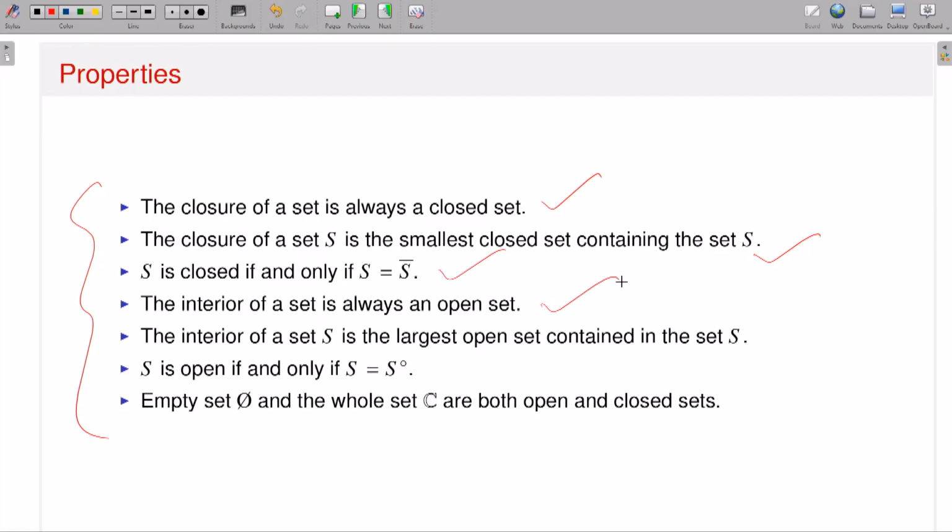The interior of a set is always an open set. The interior of a set is the largest open set contained in that set. S is open if and only if S is exactly equal to its interior, and the empty set and the whole set are both open and closed. These are all properties you are familiar with in real analysis as well. Similar things are also true in the context of the complex plane. These are standard definitions; I am not going to prove them, but these are the facts.